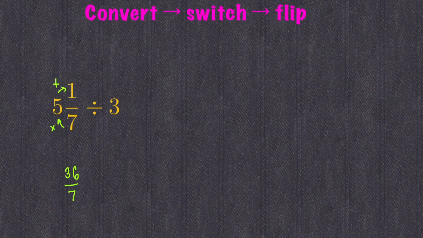Then we need to switch the division sign to a times, so do that. And lastly, flip to get the reciprocal. So the 3, which is a whole number, if I were to rewrite that into a fraction form, can be written as 3 over 1. And to get the reciprocal, we simply need to flip. So that becomes 1 over 3.